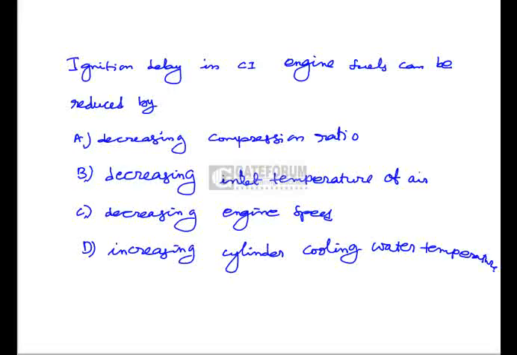In a CI engine, ignition delay can be reduced by, here the options are decreasing compression ratio, decreasing inlet temperature of air, decreasing engine speed, or increasing cylinder cooling water temperature. Here generally ignition delay occurs due to improper cooling, so we have to increase the cylinder cooling water temperature, then we can reduce the ignition delay. So here the correct option is D.